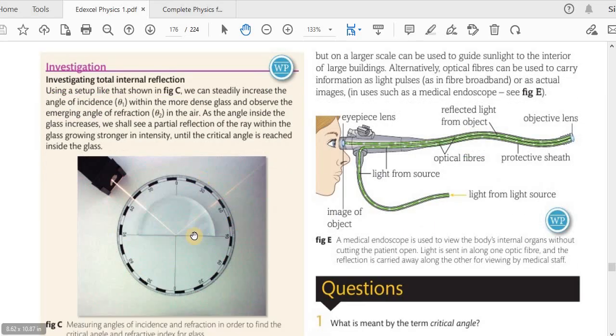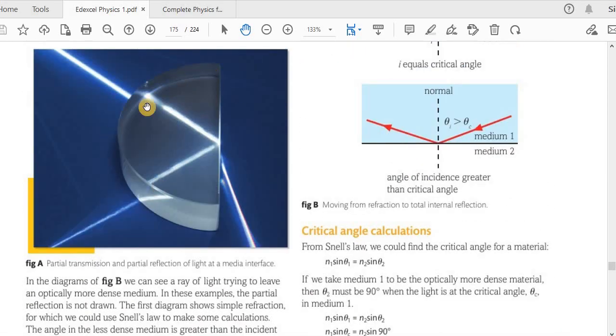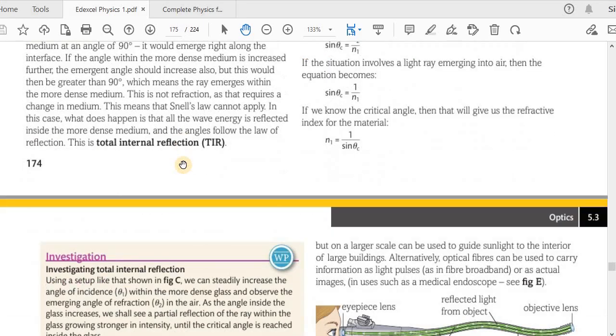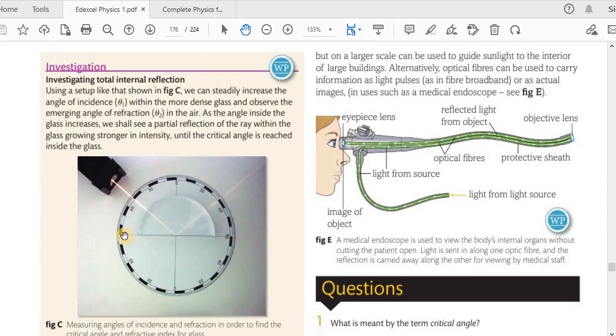Okay, so this is the same experiment I was talking about here. You can see this is half of a circle here. This part is empty, can you see? This is the glass. Here there is no glass, so the semicircular glass block is here.